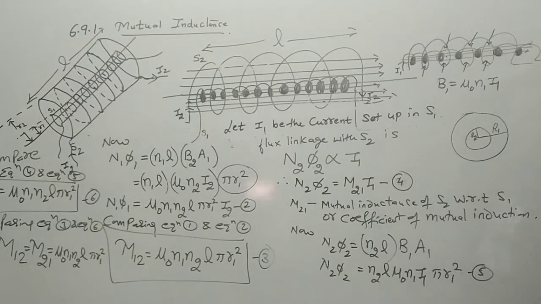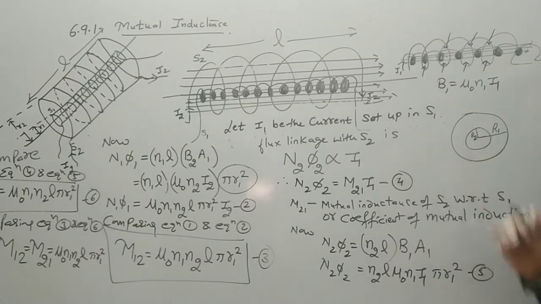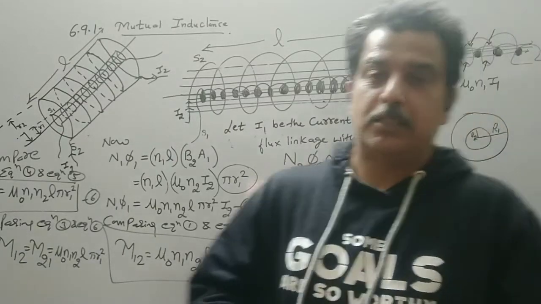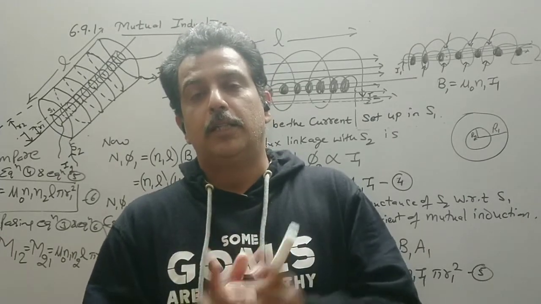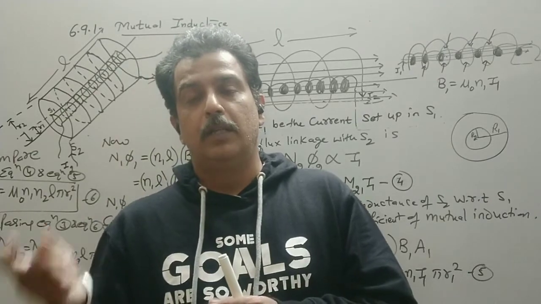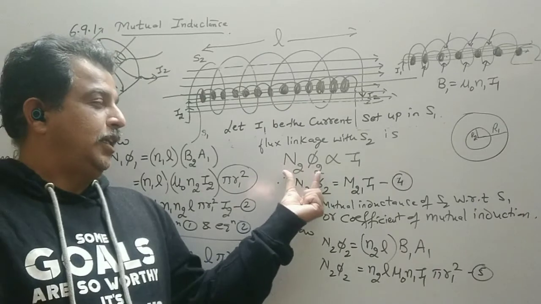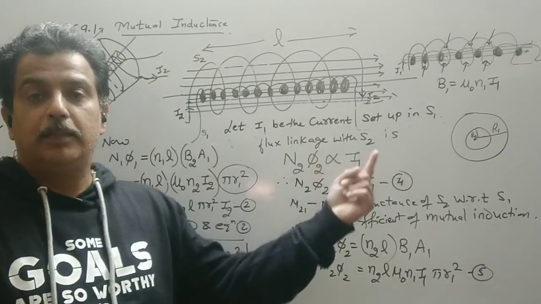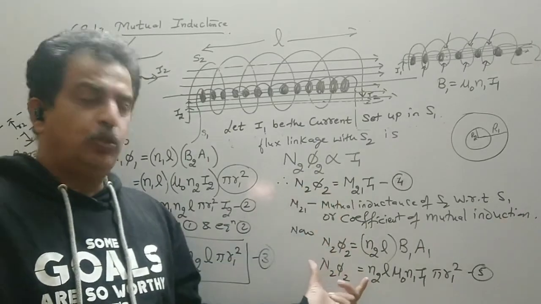Now, how will you find out the mutual inductance? We will have this example also. I think there will be one example related to this. So there can be a system of any two coils or a system of two solenoids. The method remains the same. Set up a current in one coil. The flux is linked with another coil. You write the flux linked with the other coil as directly proportional to the current passed through the first coil, then find out the mutual inductance.